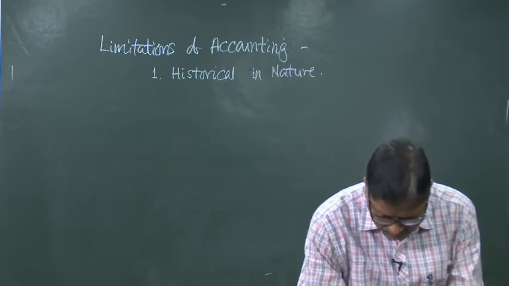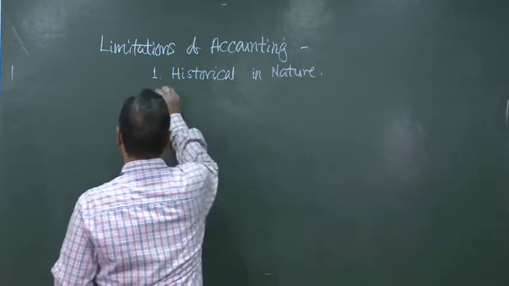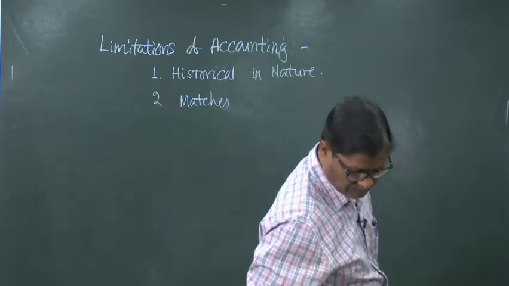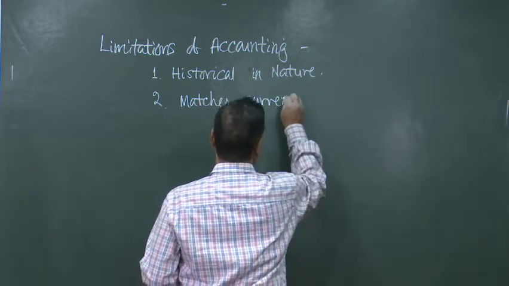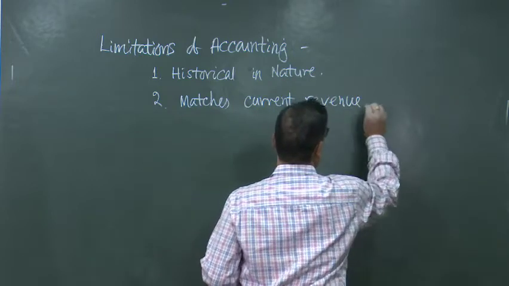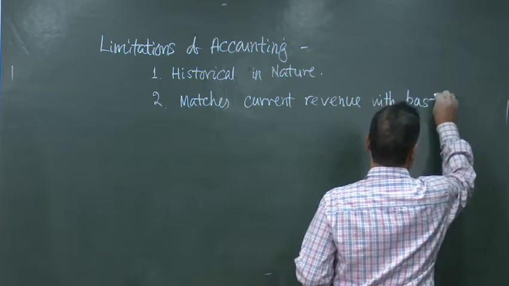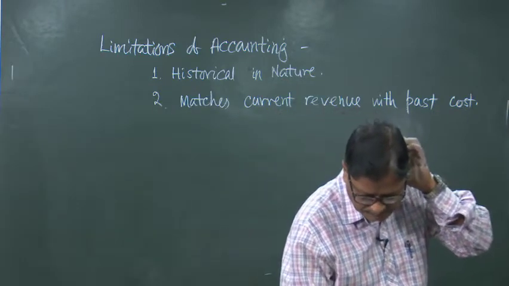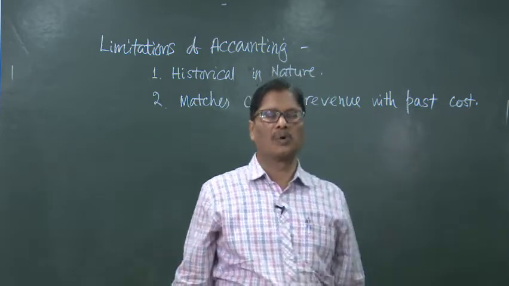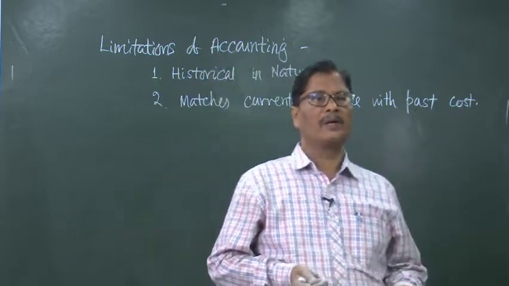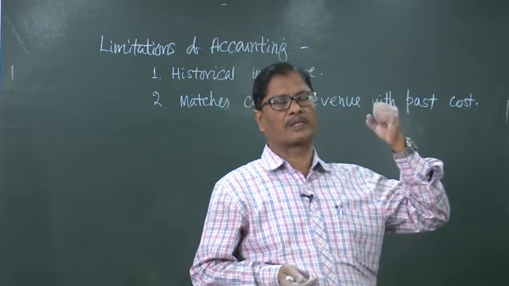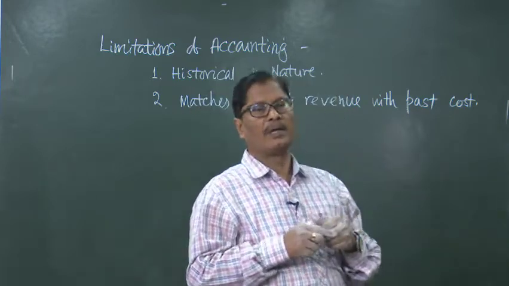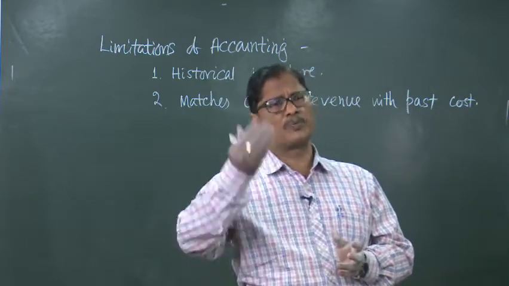Then, it matches current revenue with past cost. When we have purchased some goods, say last year, maybe we have purchased them at a very low price. Now when we are selling them this year, that means in the next year, due to some reason or the other, we may be getting much more money than the cost.